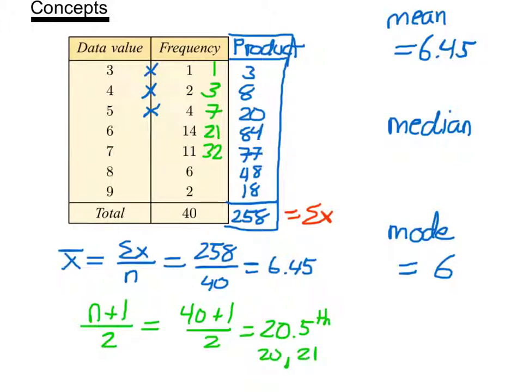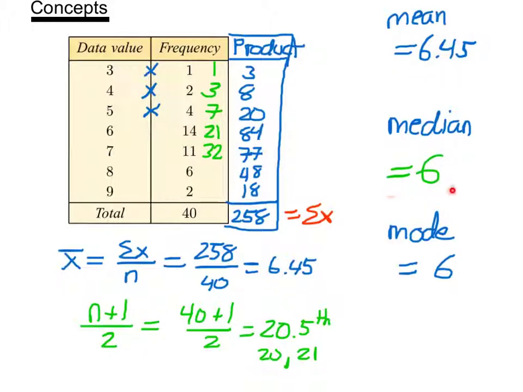Well, notice that the first 7 data points are 3, 4, and 5. And then the next 14 data points are all 6. So the 20th data point and the 21st data point are both 6, and the average of 6 and 6 is simply 6.